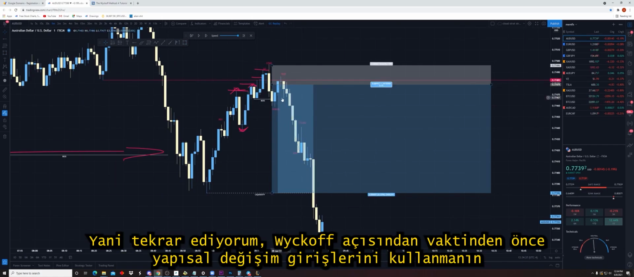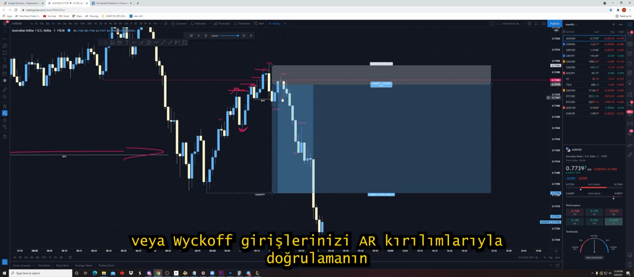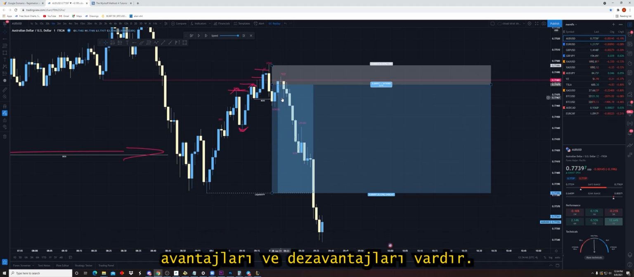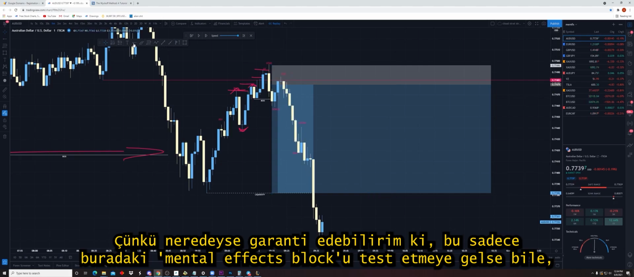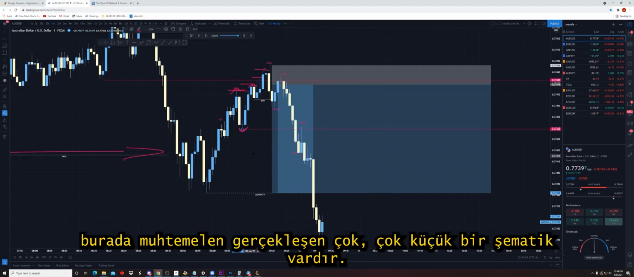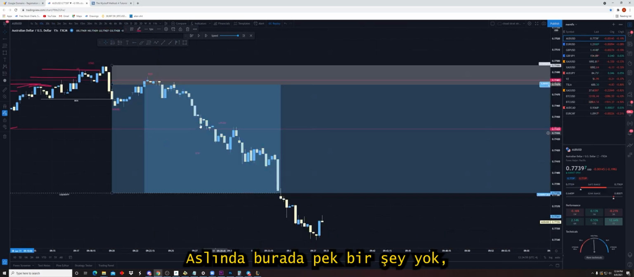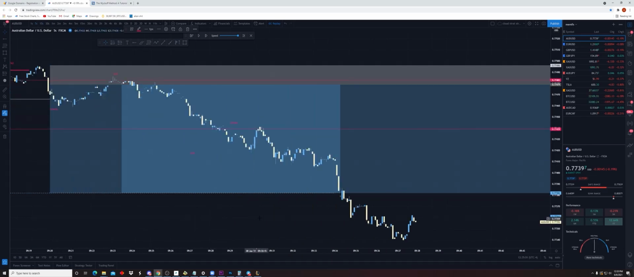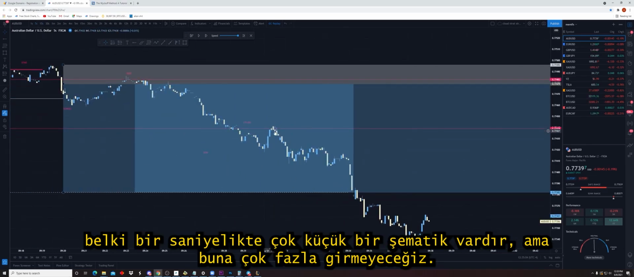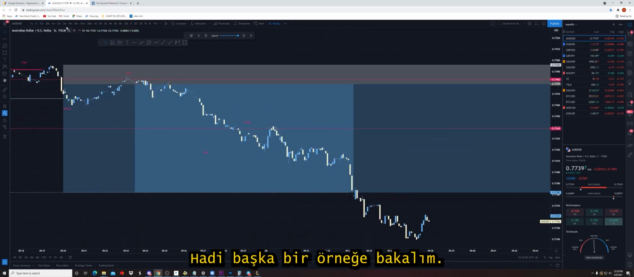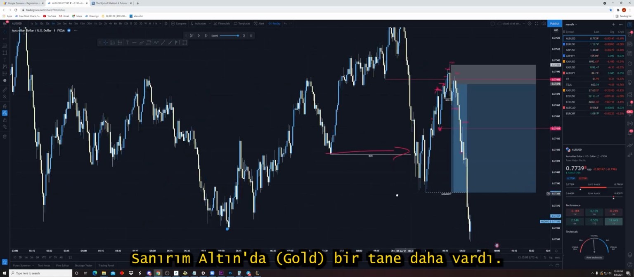So again, there are advantages and disadvantages to using premature structural shift entries Wyckoff-wise, or confirming your Wyckoff entries with AR breaks, right? Because I can almost guarantee you that even though this came to only test the MentFX block in here, there's more likely than not a very, very small schematic that occurred here. Again, we can jump on a much lower time frame to try to view that. So actually, there's not really. Maybe on a 1 second, there's a very small schematic here, but we're not going to get into that too much. Let's take a look at another example.